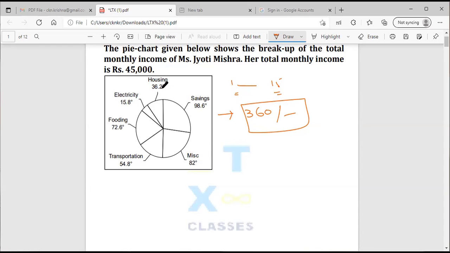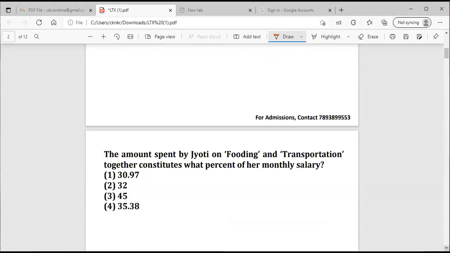Now, housing is 36.2 degrees. How do you define it? 36.2 degrees out of a total of 360 degrees. But you are assuming her total salary is 360 rupees. That's why the value is 36.2 rupees. So whatever value of degrees the header has, the same value is going to be the expenditure on housing, the expenditure on savings, and so on. Let me go to the very first question. What is the first question? The amount spent by Jyoti on fooding and transportation together constitutes what percent of her monthly salary?